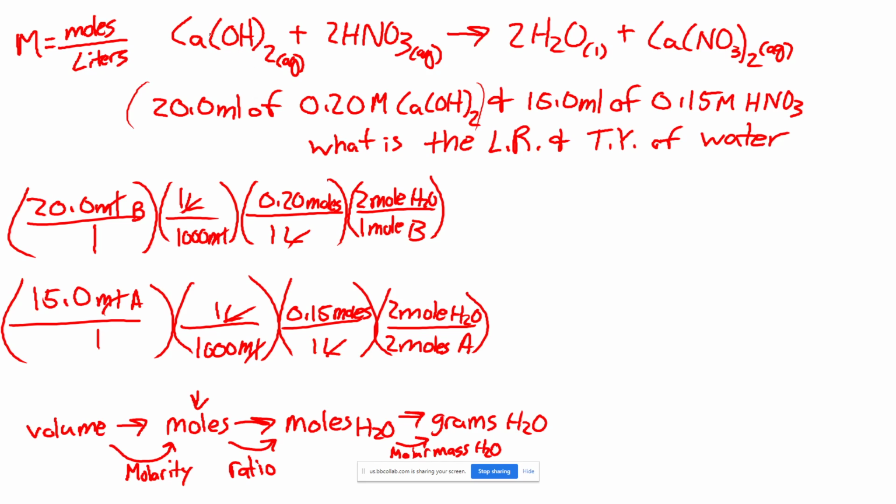So we had 1 and 2, because we have an invisible 1 here, and 2 and 2. So then the last conversion factor for each of these is for every 1 mole of water, there's 18.02 grams of water.